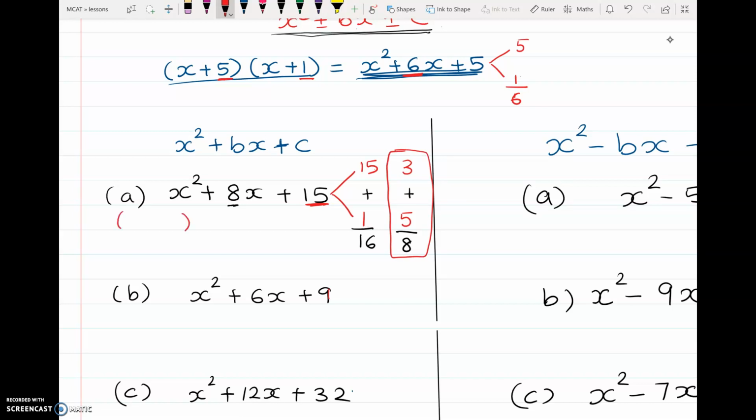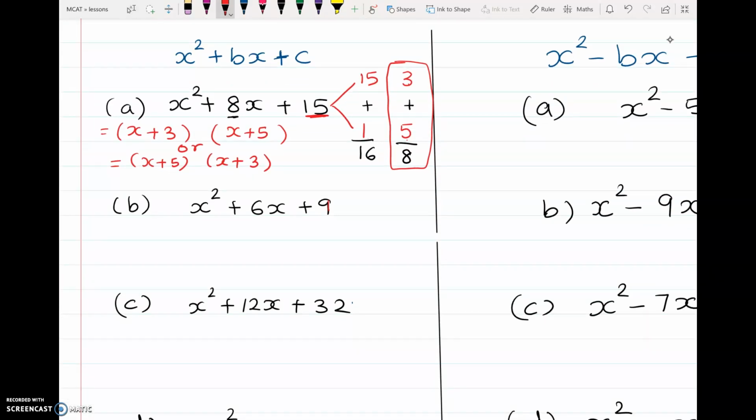So we'll put our double brackets here. Our factors are plus 3 and plus 5. And you can write them in any order, so you can write x plus 5 first as well. It will not change your answer. So these are our factors of the expression x squared plus 8x plus 15. It has been factorized now.